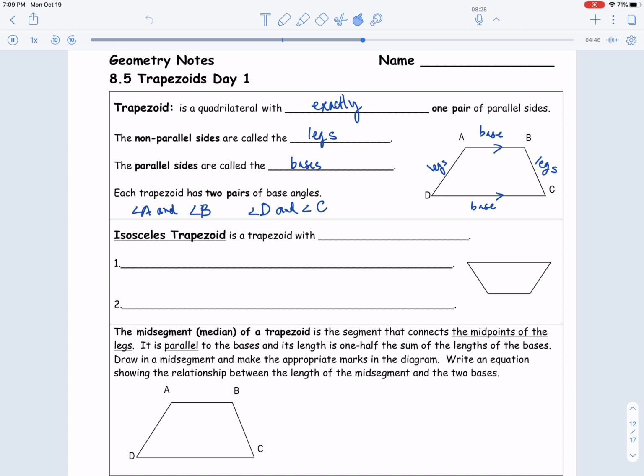Now, a specific kind of trapezoid is called an isosceles trapezoid. We've talked about an isosceles triangle before, and an isosceles triangle had two congruent legs. So for a trapezoid, it's actually the same thing. It is a trapezoid with congruent legs. So two properties of an isosceles trapezoid that make it special is that both sets of base angles are congruent.